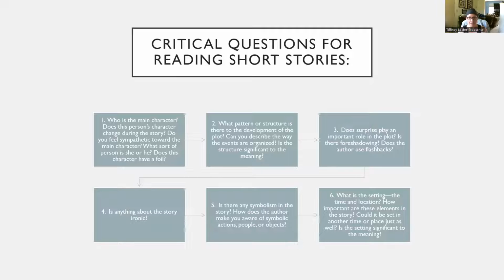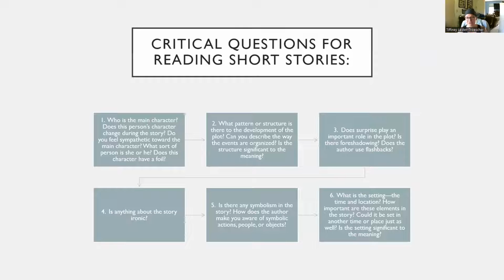What pattern or structure is there to the development of the plot? Can you describe the way the events are organized? Is the structure significant to the meaning? And we will have a couple of stories where structure is pretty important, how the story is told. Three, does surprise play an important role in the plot? Is there a twist or a turn that you weren't expecting? Does the author use any kind of foreshadowing? Does the author use flashbacks? So think about how the story is presented.